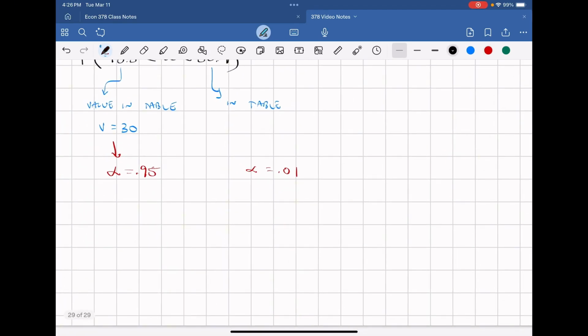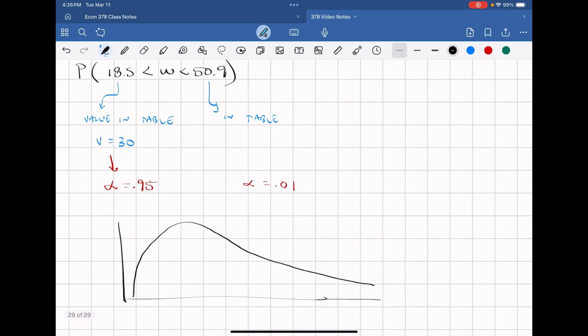So if I were to graph this out, there's more or less what a chi-squared looks like with 30 degrees of freedom. 18.5 is right here, and that means 95% of the data is that way. As I look at 50.9, 1% of the data is this way.